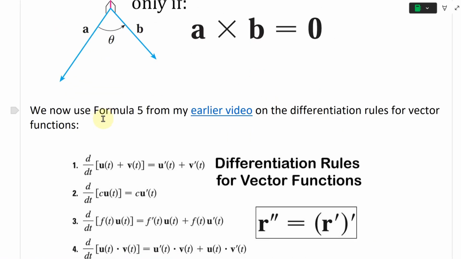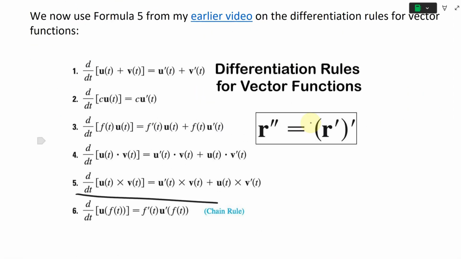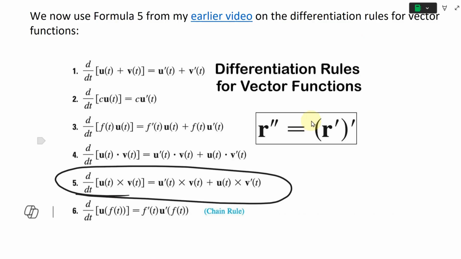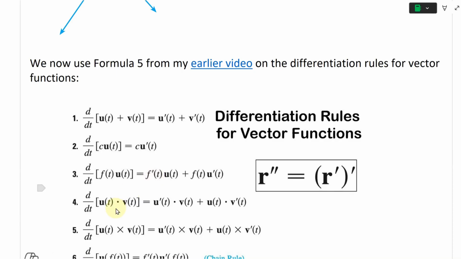To do that, we're going to use formula 5 from our earlier video on the differentiation rules for vector functions, and this is using the derivative. This one here is a screenshot from that. Basically, it's like the product rule setup for normal derivatives. Notice how, for the cross product, you take the derivative of u, then cross the regular v, and then plus u cross the derivative of v.